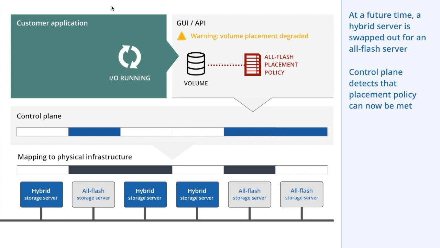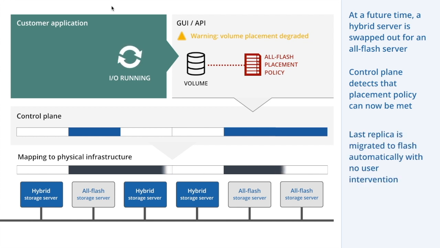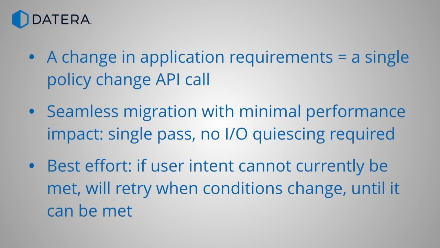Notice that you didn't actually have to do anything yourself. As soon as we're able to match the policy's intent by detecting the new resources that have come online, the control plane will do it automatically. So then the same data migration process happens. We migrate the replica onto the new server, and our app is now running on all flash. So this should give you a very real sense of how simple it is to make changes as the needs of your applications evolve over time, and how much management complexity is eliminated by Datera.